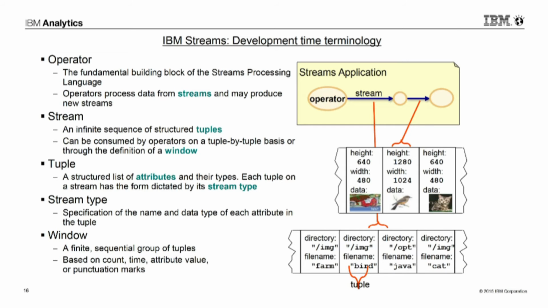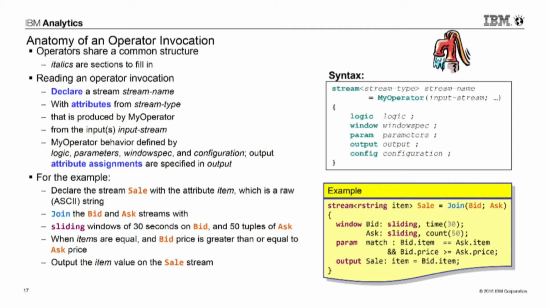So hopefully you can read a little bit of this. Let me go first to the example because I find that's easier. Streams is a declarative language. What this little block of code is doing is declaring a new stream called sale. That new stream called sale has, as we said, strongly typed, so it is a raw string with an attribute called item.